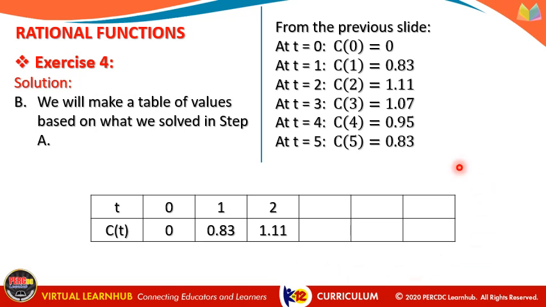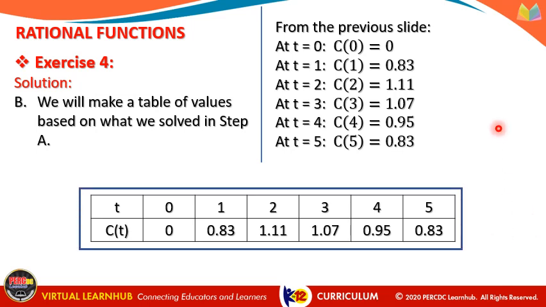Next, at time is 3, the concentration is 1.07. So, lagay natin dito sa next column. At time is 3, the concentration is 1.07. Second to the last, at time is 4, the concentration is 0.95. Ilalagay natin ngayon sa second to the last column. At T is 4, the concentration is 0.95. Lastly, at T is 5, the concentration is 0.83. So, dito sa last column, lagay lang natin, at T is 5, the concentration is 0.83. And we're done. This is now the table of values na hinihingi ng tanong.